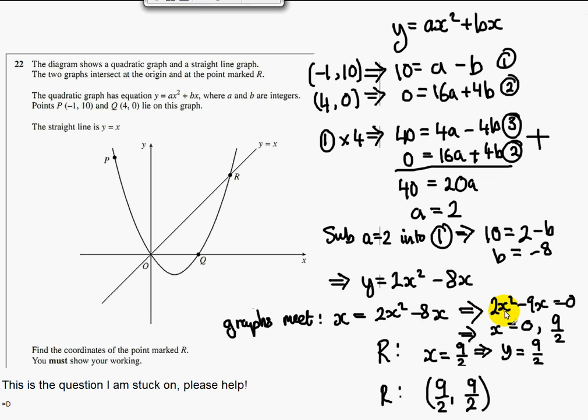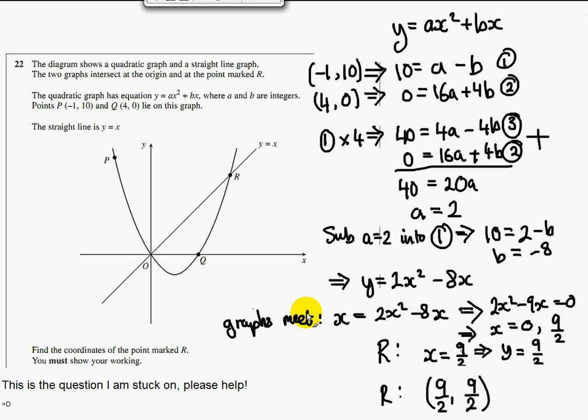Rearranging to solve it, the standard thing when you're solving a quadratic equation is to make it equal to 0, which gives you the two solutions, x equals 0 and 9 over 2. I haven't gone into detail about how to do that, because this is an overview. Hopefully you understand how to solve quadratic equations.